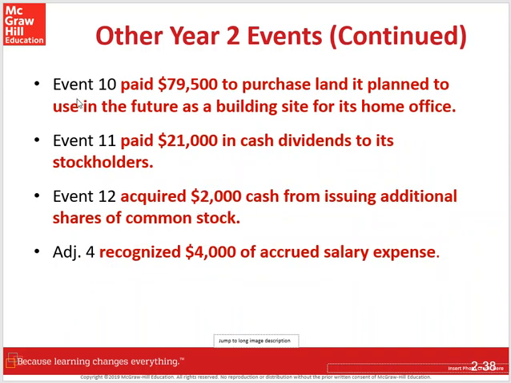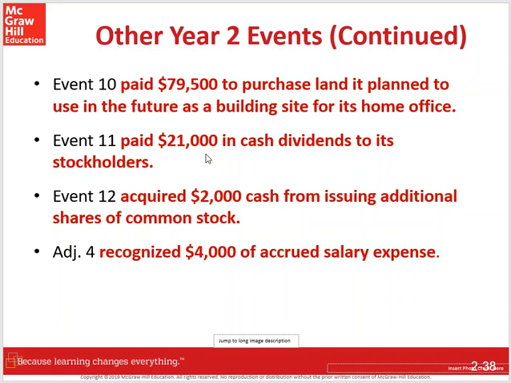There's more. Event 10, we paid $79,500 to purchase land for use in the future. So that's going to decrease cash and increase land. So an asset exchange transaction.